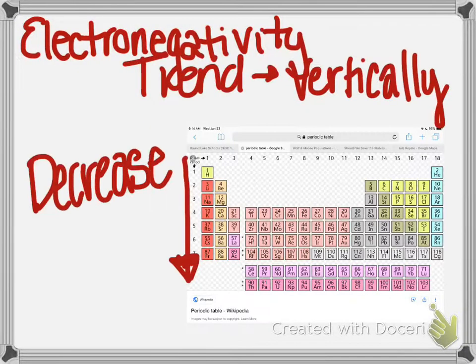So for the next trend, electronegativity should be really easy because it's going to have the same reasoning as our ionization energy, and all of the trends are going to be the same, okay? So ionization energy decreases, electronegativity decreases because attraction decreased, atomic radius increased, okay? Atomic radius is the only one that is the opposite, okay? Because your protons and electrons are getting further apart if your radius is bigger.